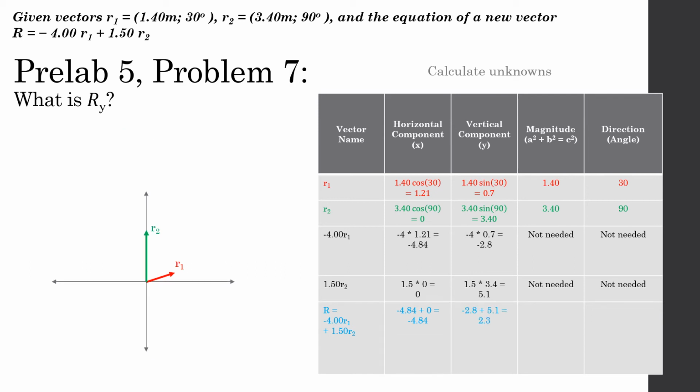All right, number 7. This time we want to find what is our y component. If we take a look down here, all we did was take our y components for these last two rows, for the negative 4R1 and 1.5 R2, and we added them up. So negative 2.8 plus 5.1 gives us a positive 2.3. So Ry is equal to a positive 2.3 meters.